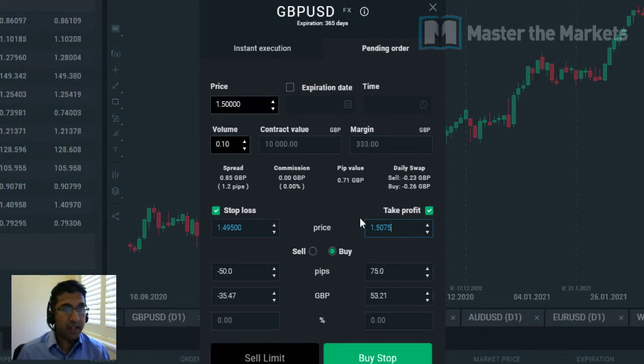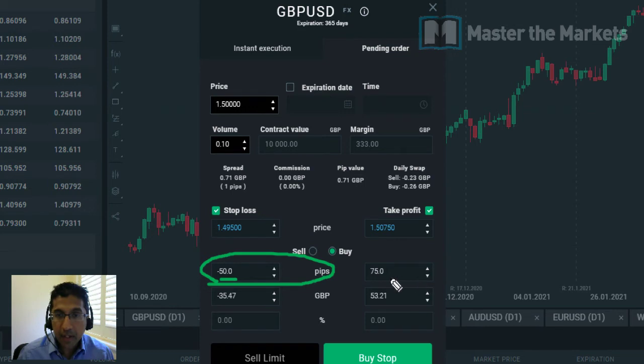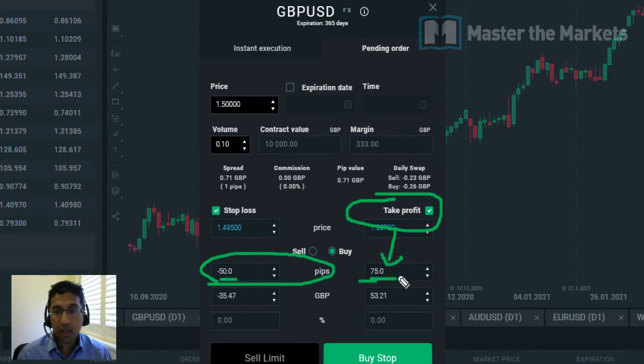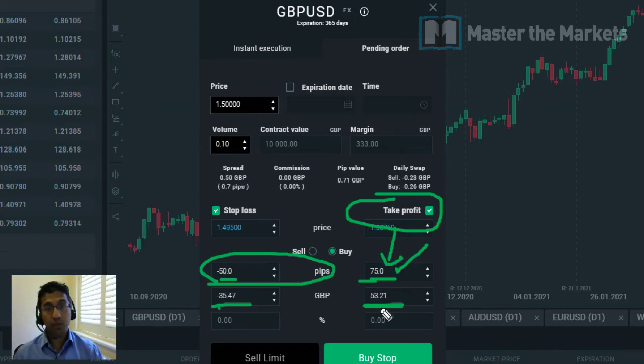So it tells you exactly, if you take a look over here, in terms of the pips, how many pips you're risking, 50 pips. In terms of profit, under this section here, it tells you 75 pips you are looking to make. And in terms of the sterling amount, it's also telling you 35 pounds you're risking, and in terms of profit, you're looking to make 53 pounds. So 35 pounds risk, 53 pounds is what you're looking for. So more than 1-to-1 over here.